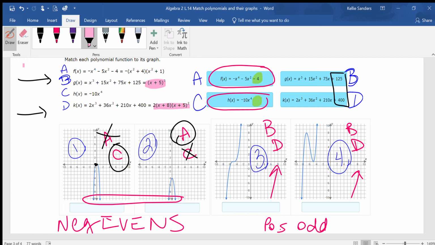So these zeros, what would you add 5 to get 0? It would be negative 5. Or the opposite of that H is negative 5. That's where it's going to cross the x-axis. This is going to cross the x-axis at negative 8 and negative 5. This just crosses at negative 5. This crosses the x-axis at negative 8 and negative 5. So this one is D. That one is B.